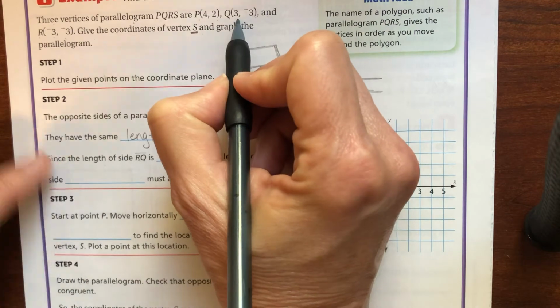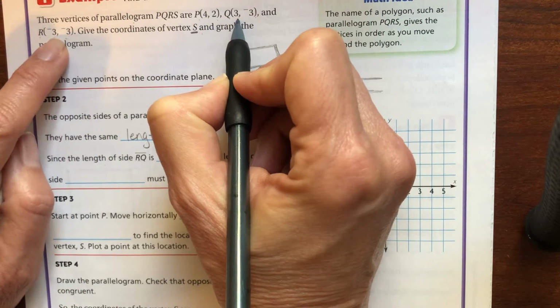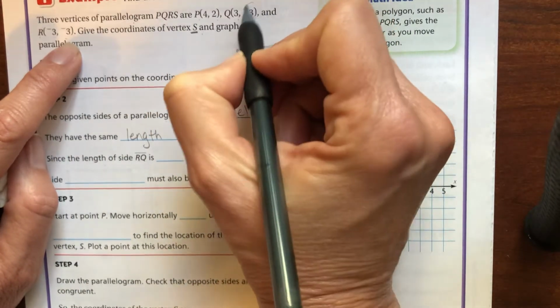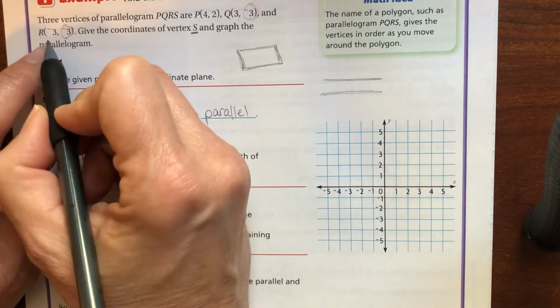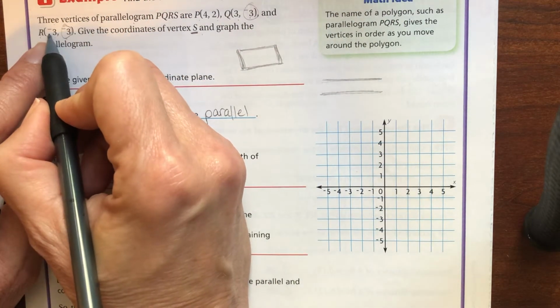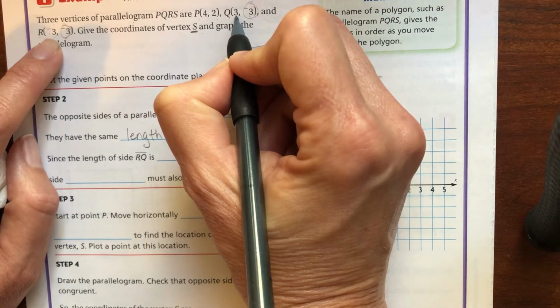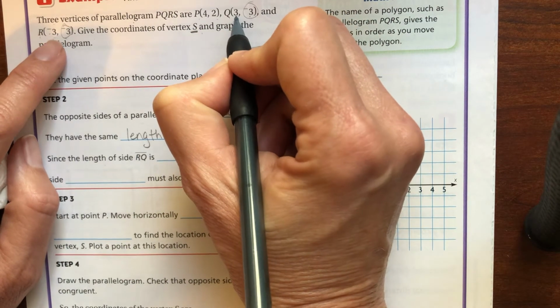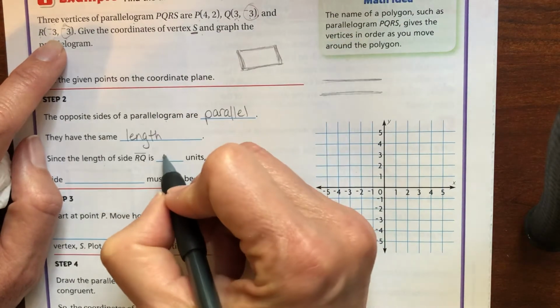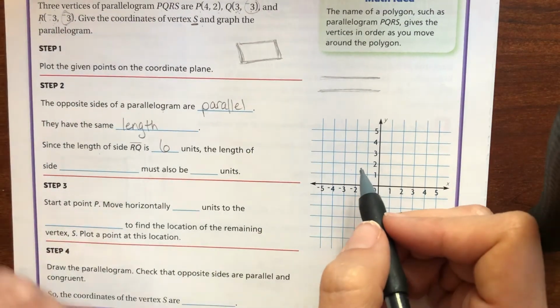So RQ. Okay, so they're saying, notice that the y coordinates are the same. So the distance from negative 3 to 0 is 3. The distance from 0 to 3 is also 3. You add those together, you end up with 6. Let's plot it here so you can see that.